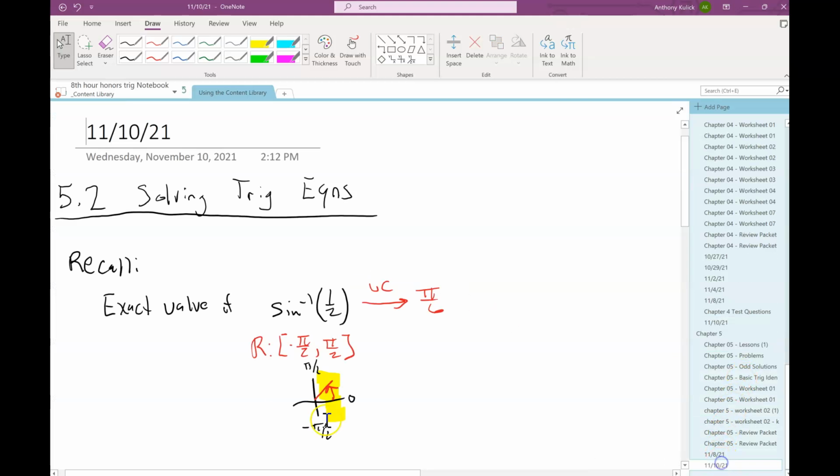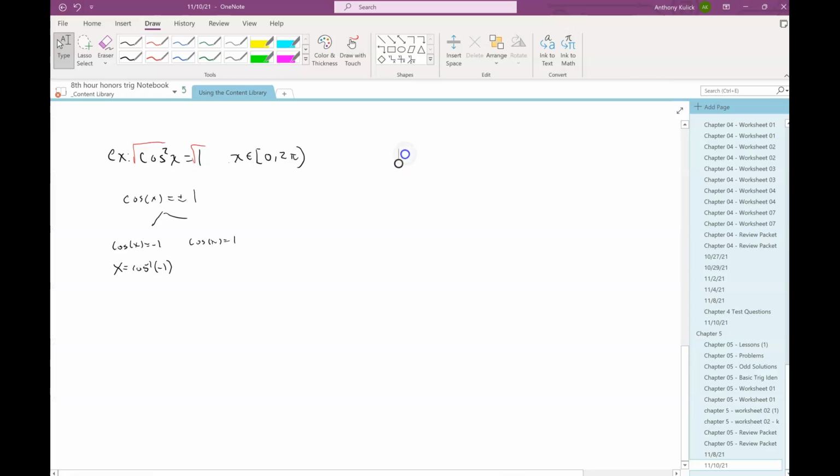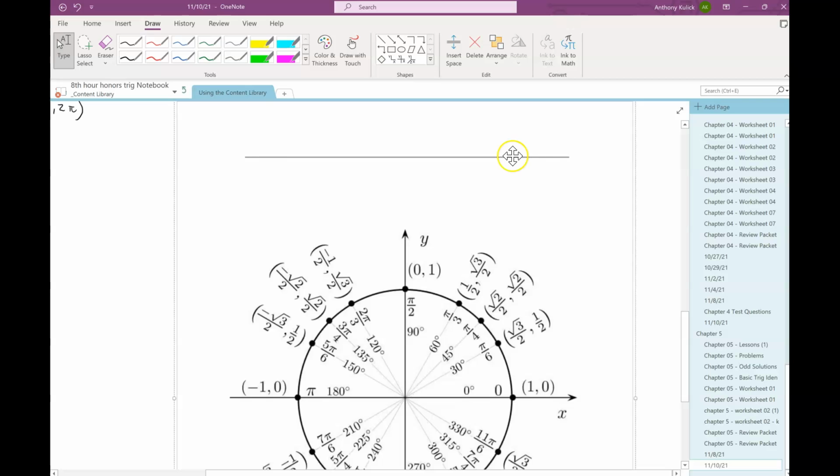Wrong spot. Right? How many of you have memorized the unit circle yet? Just by accident. Man, that's okay.